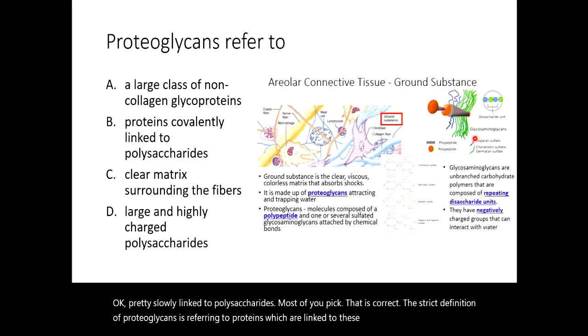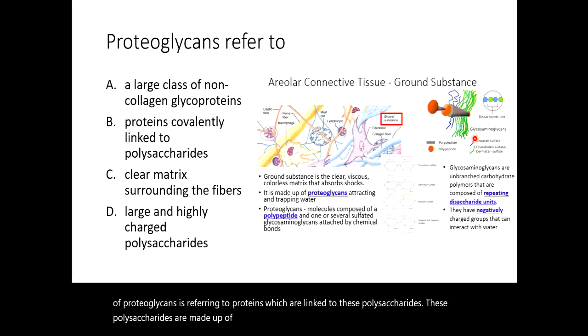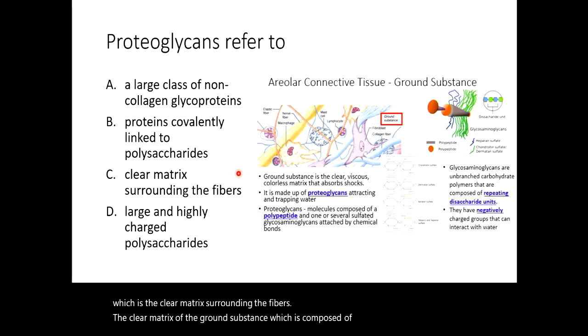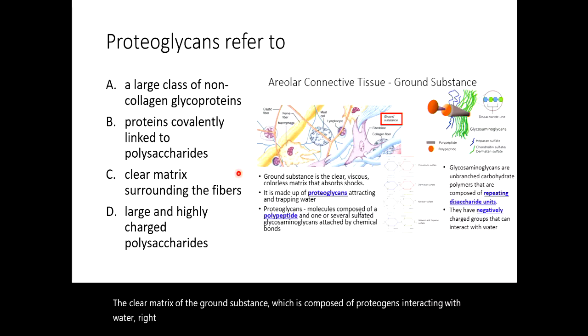And these polysaccharides are made up of these repeating disaccharide units. And some of you did pick C, which is the clear matrix surrounding the fibers. That clear matrix is the ground substance which is composed of proteoglycans interacting with water, right? But just strictly talking about proteoglycans, it's the proteins which are linked to the polysaccharides. Is that clear, folks? Yes?